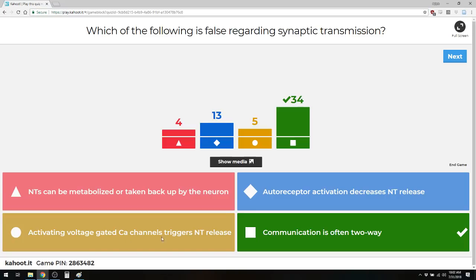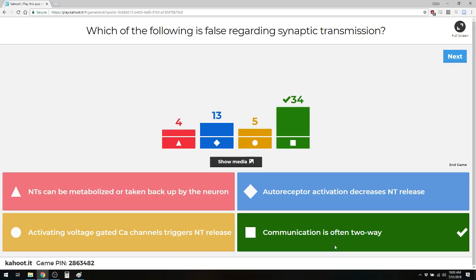Okay. However, communication is often two-way. This is false. There are some cases where you're going to have communication that is two-way, but more often than not, it's going to be going from one neuron to the next, to the next, to the next, right? And we like that one-way communication because that prevents these reverberating signals coming back in the wrong direction, and we can't transmit signals appropriately in those cases, right?